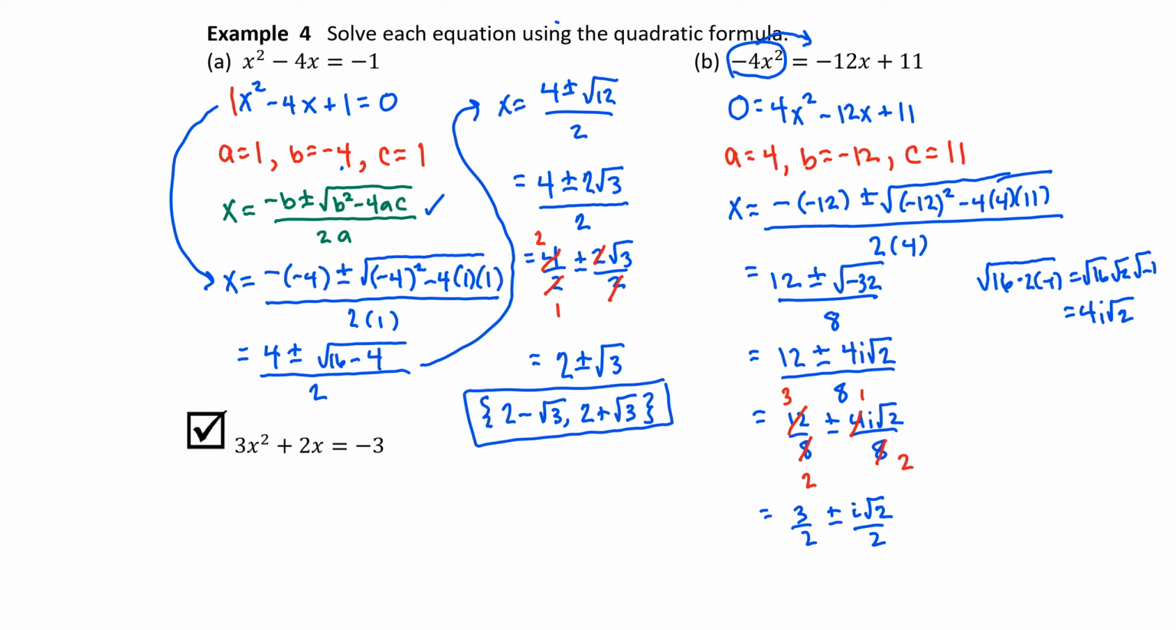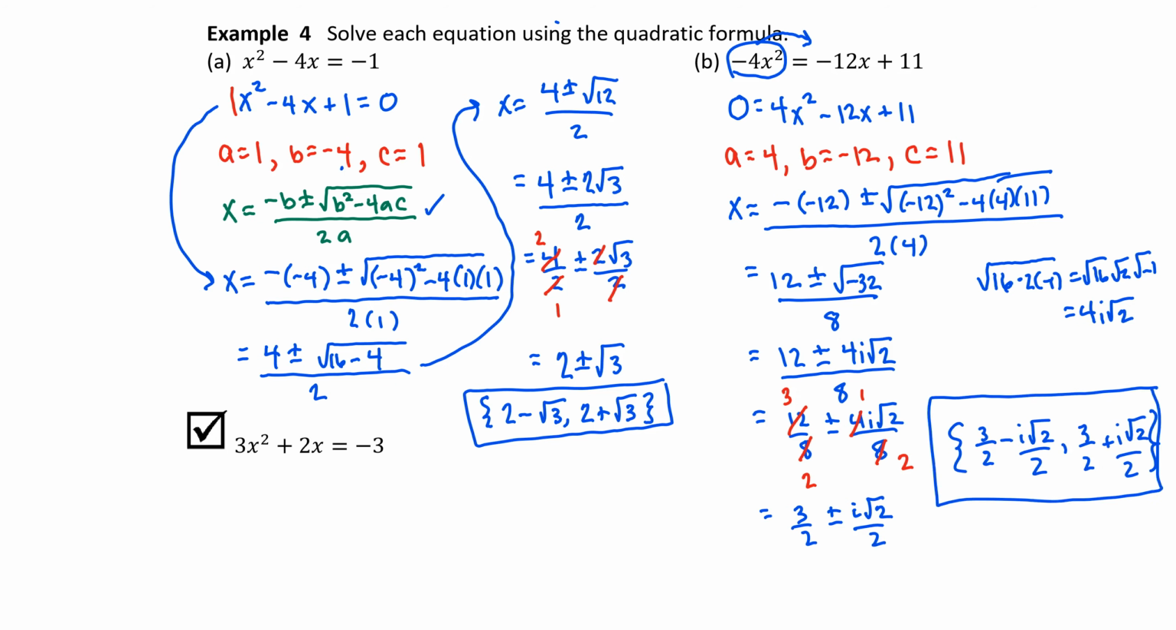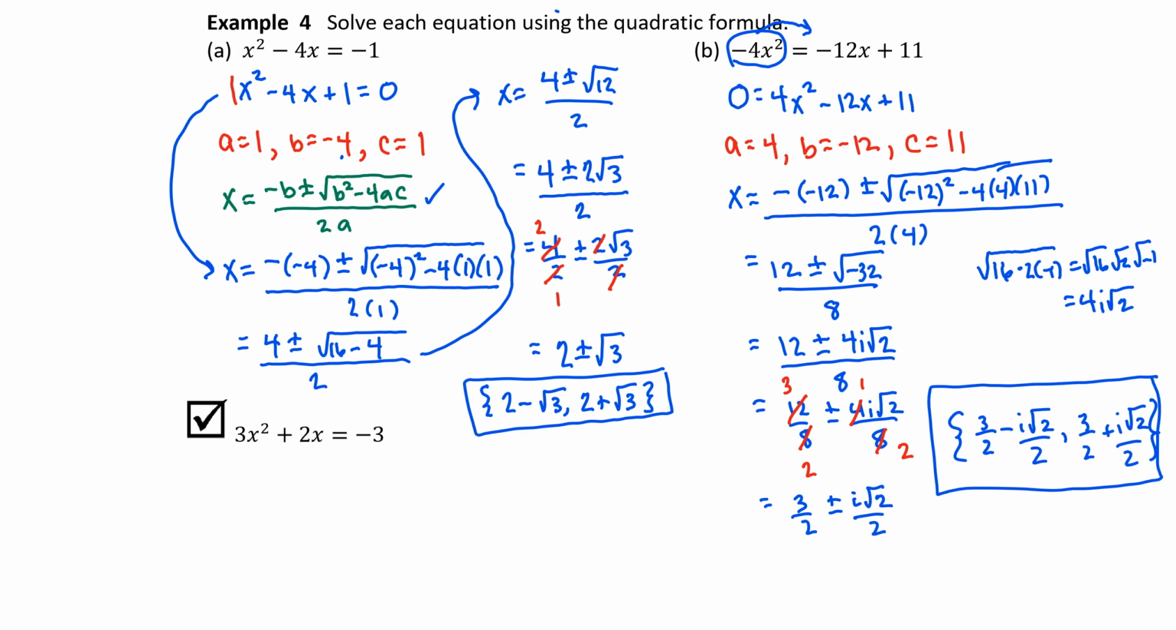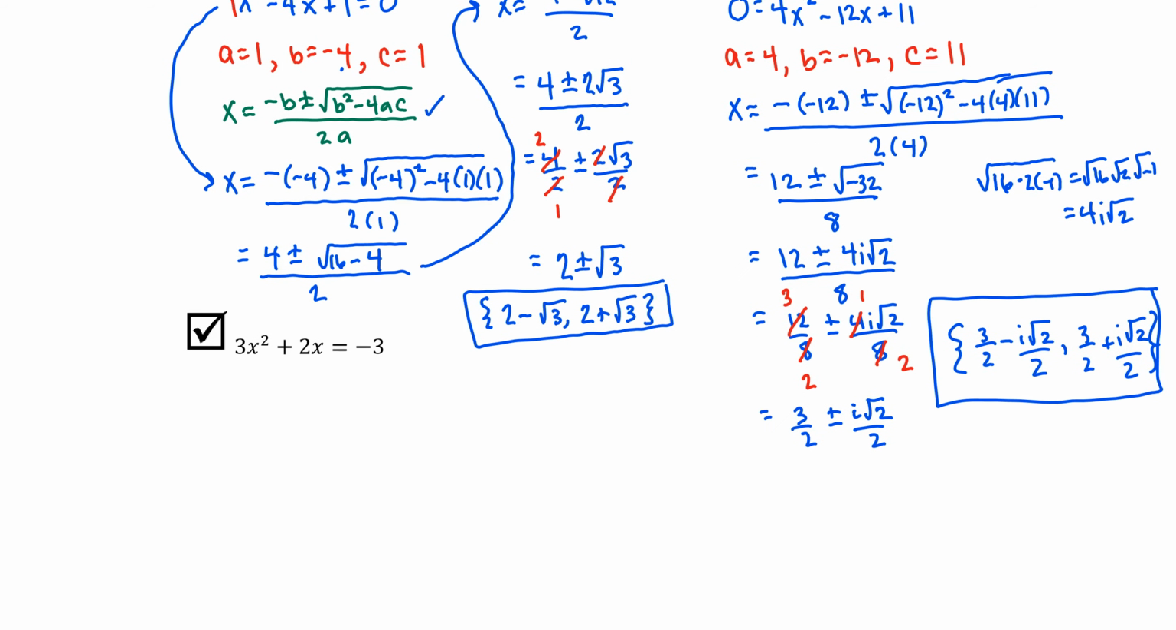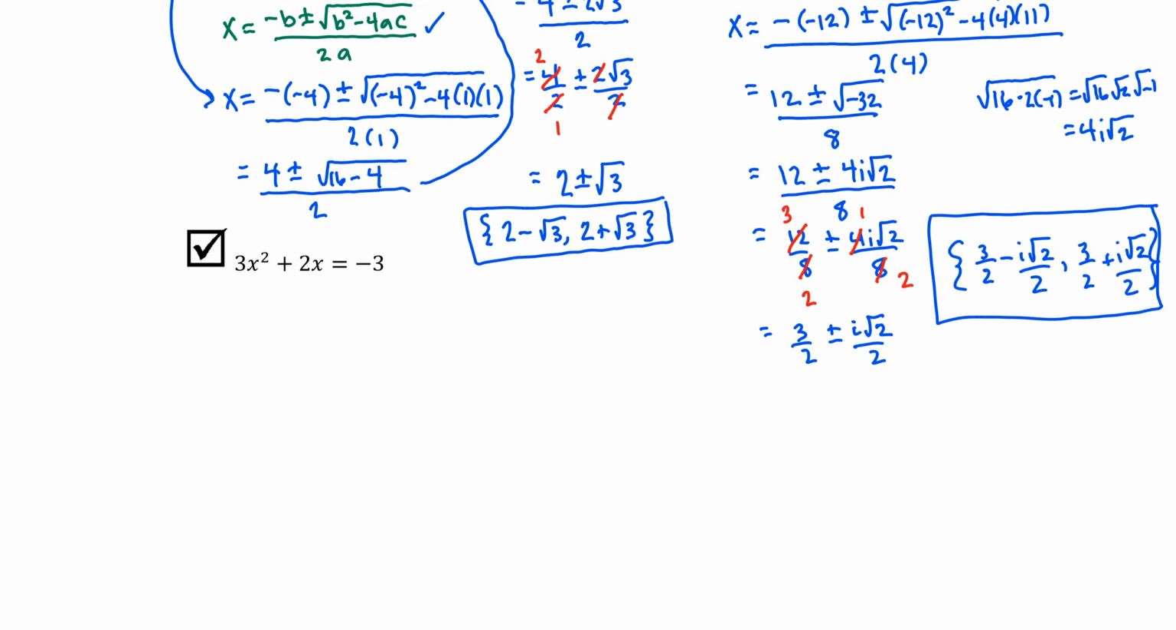So it's possible to get irrational solutions for quadratic equations. It's also possible to get imaginary solutions for quadratic equations. Now keep in mind, both of these are the correct answers, and you can check those with substitution using your calculator. Let's do one more example for good measure, finishing off our quadratic formula.